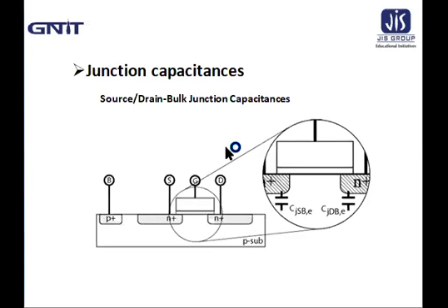Here at the source region there is a source-to-bulk junction capacitance, CJSBE, and at the drain region there is also a drain-to-bulk junction capacitance, CJDBE. These junction capacitances can be calculated by splitting the drain and the source region into a side wall portion and a bottom wall portion.